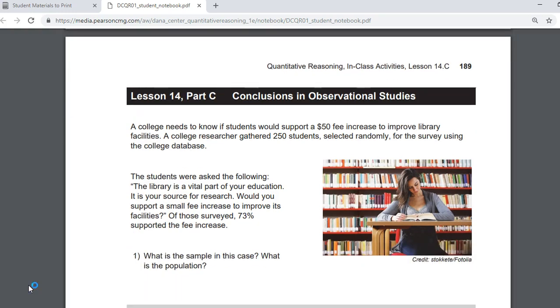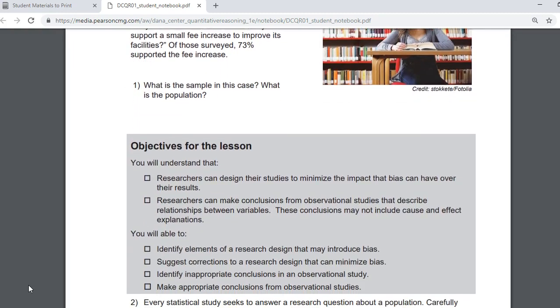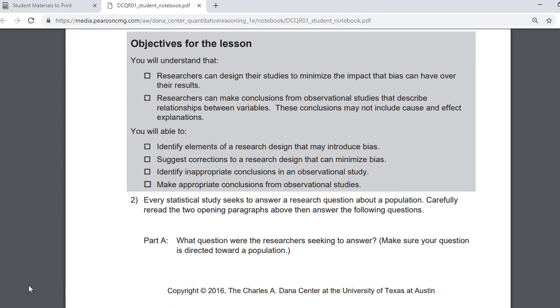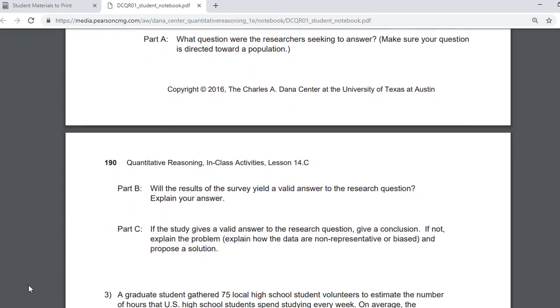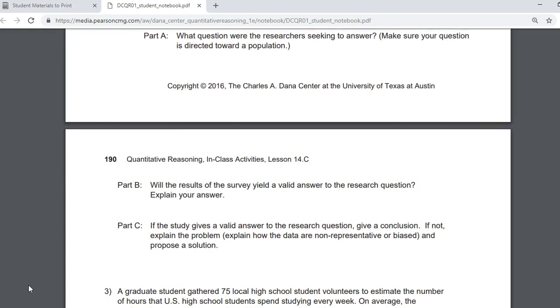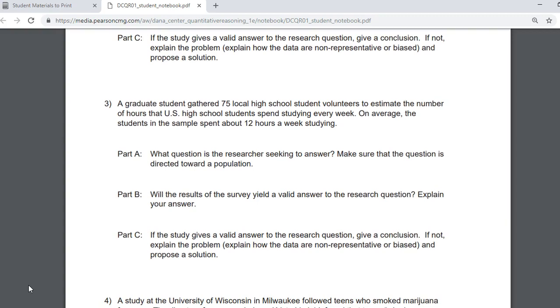14C, the observational studies, and it's the conclusion, yay, of observational studies, lots and lots of words. And they were talking about, and I can't stress enough that when it's observational, you are not allowed to say that it's going to cause anything. And so we spent a lot of time looking at this, that what is our population? What is our sample? Make sure you know how to identify those.